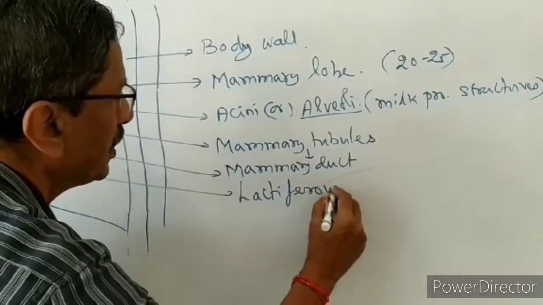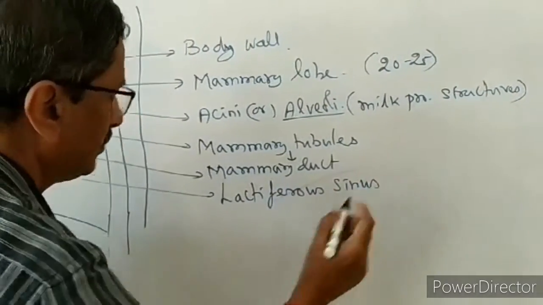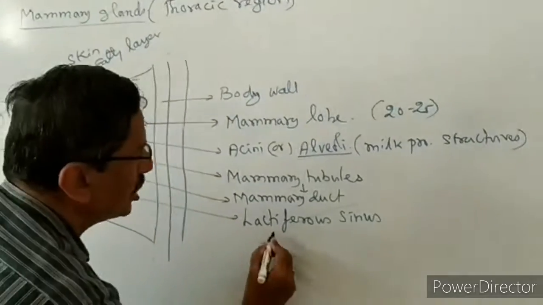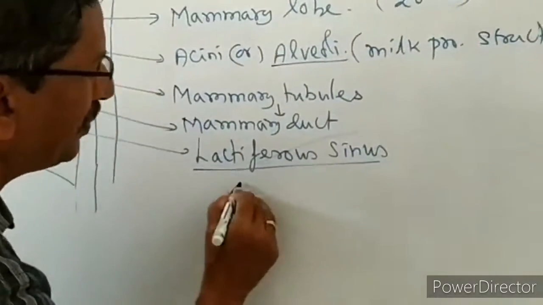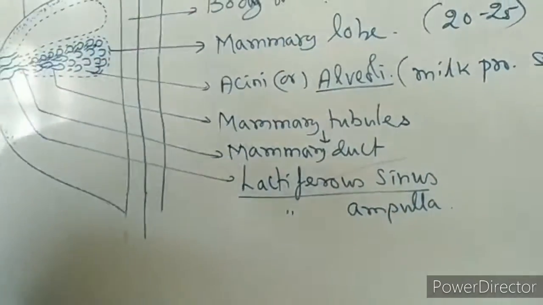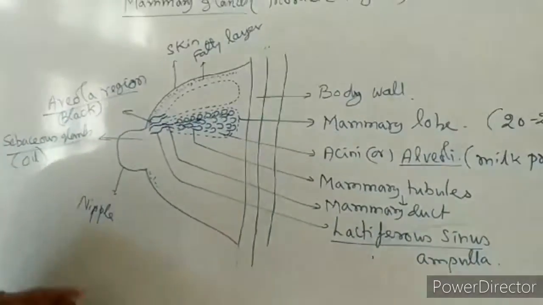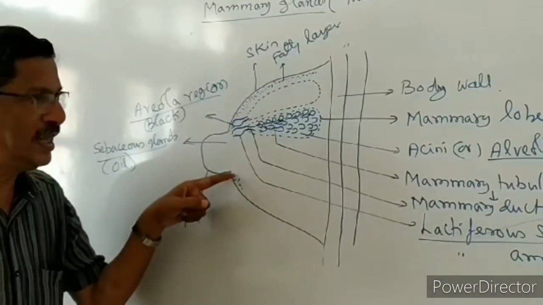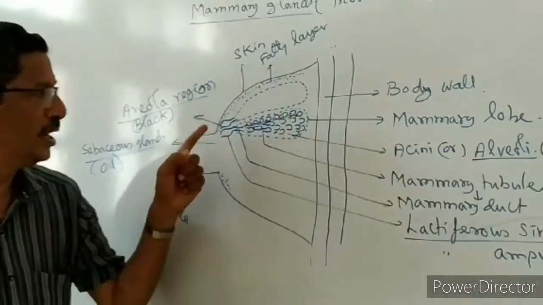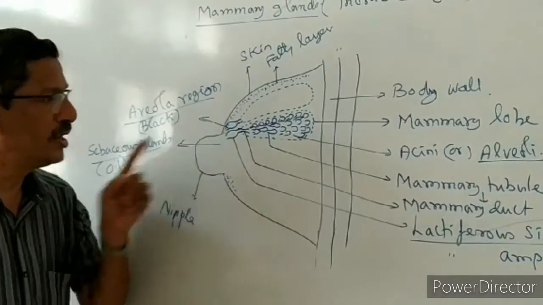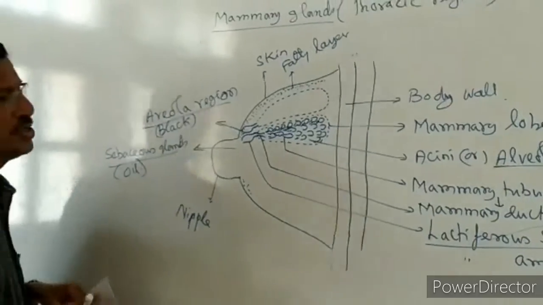This small bag-like structure is called the lactiferous sinus, or it is also called the lactiferous ampulla. Normally, many lactiferous sinuses will be there. How many lobes are there? That many sinuses will be there. They are present in the areolar region, the black ring-like region.